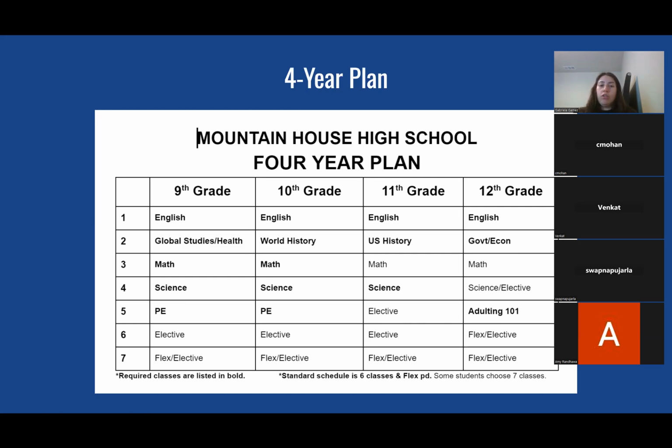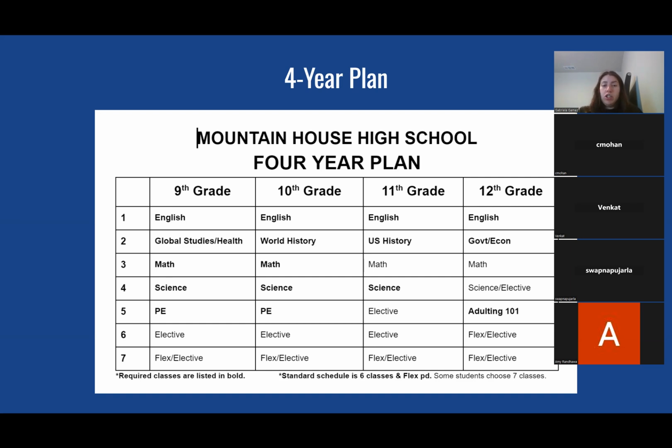You're going to have English all of those 4 years. For your social studies, you will have world history, US, and then Gov Econ. In 12th grade, what happens with Gov Econ is one semester is Gov, one semester is Econ. Math is only required technically for 2 years for high school graduation. So you can see where the math is not highlighted for the 11th and 12th grade. That's because for high school, it's not technically required those years.